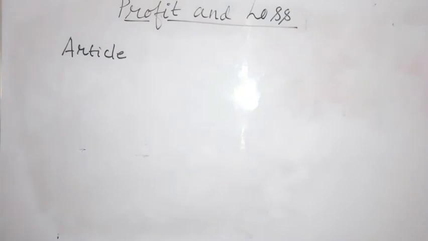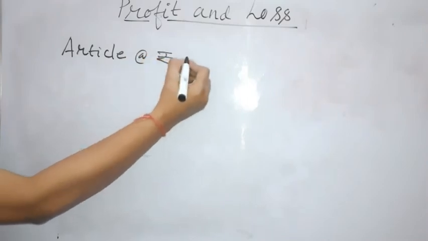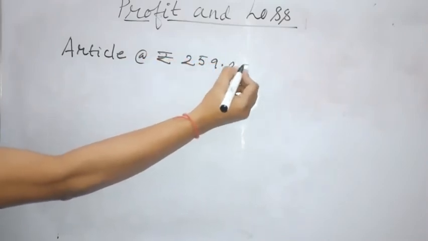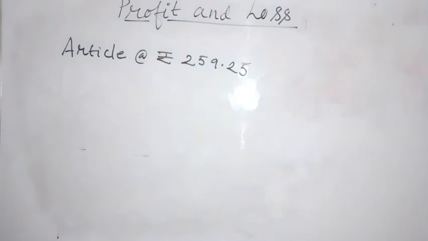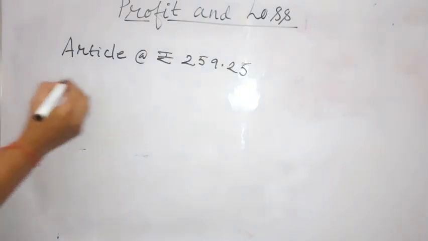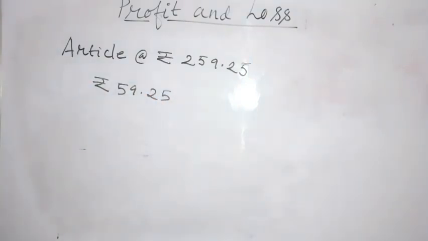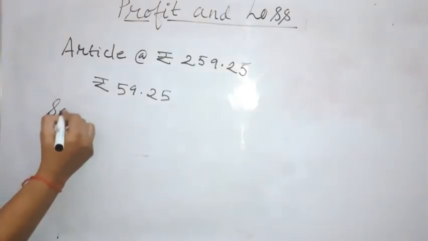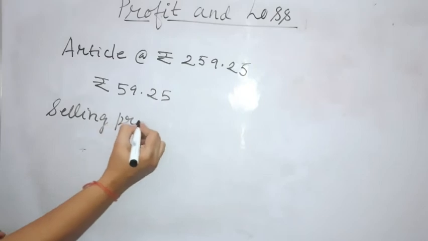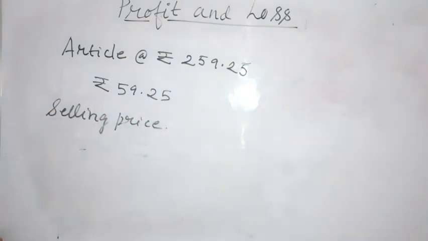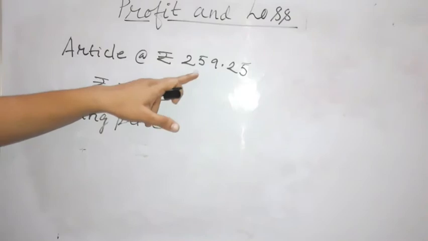So our shopkeeper sold an article at rupees 259.25 and he has gained a profit of rupees 59.25 on that. So what was the cost price of the article? The amount at which the article is sold is called the selling price. What is selling price? Selling price is the amount at which the article is sold. So this is the selling price of the article.